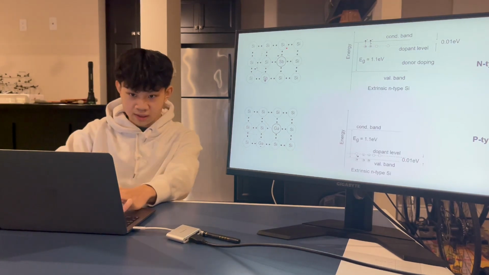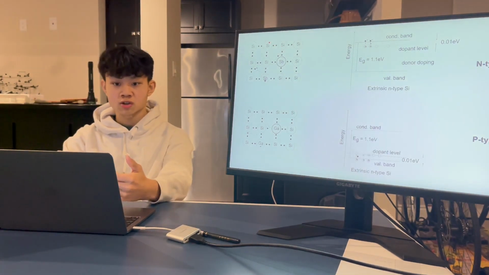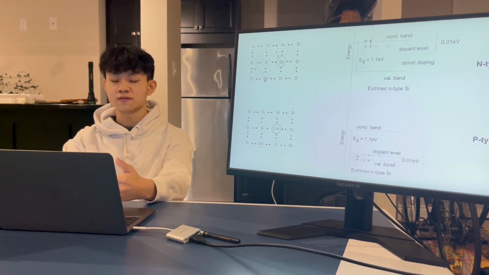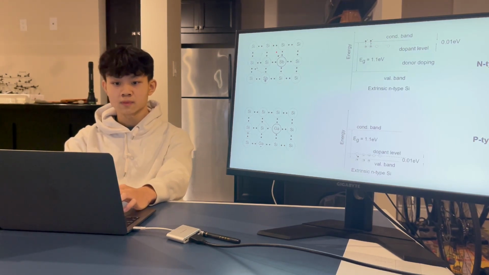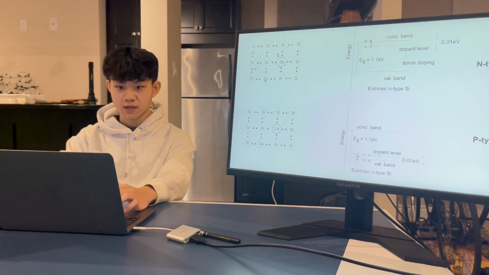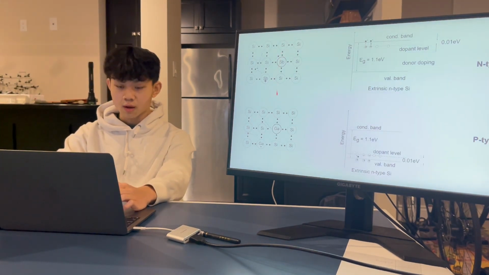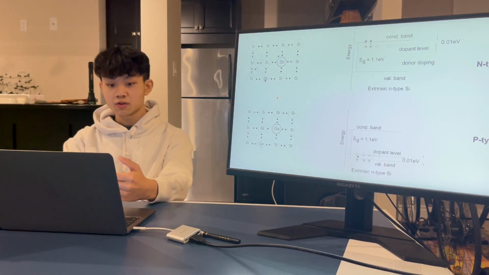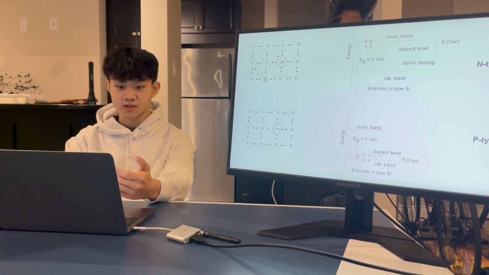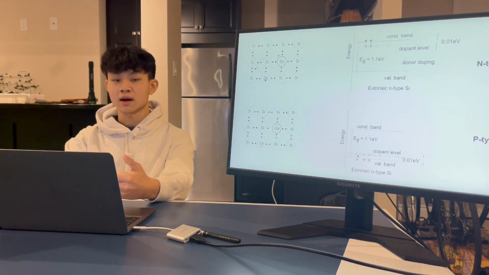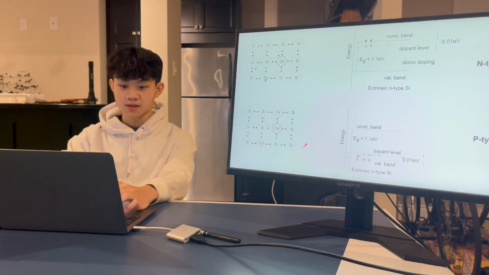So let's look at an example here. Silicon originally has 4 valence electrons, and when we introduce something such as phosphorus or antimony, there will be an extra electron, as you can see here, that is ready to be promoted. On the other hand, if we introduce something that has only 3 valence electrons, then there will be a hole, also known as an electron vacancy. This is known as a P-type semiconductor.